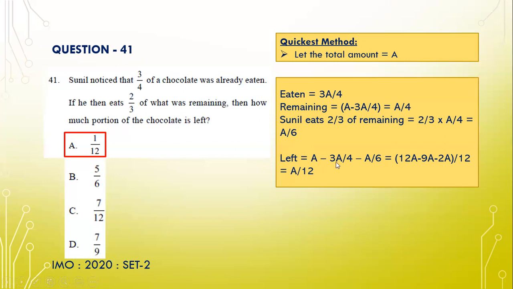So A minus 3A upon 4 minus A upon 6, if you calculate this, you will get A upon 12, because here for 4 and 6 the LCM is 12. So 12A minus 9A minus 2A will be A upon 12. So 1/12 of the chocolate is still left.